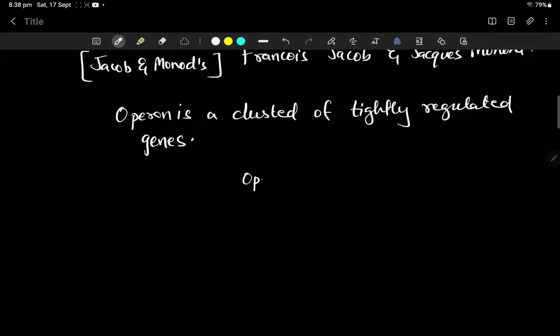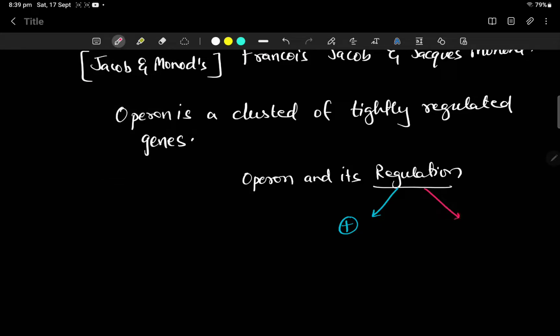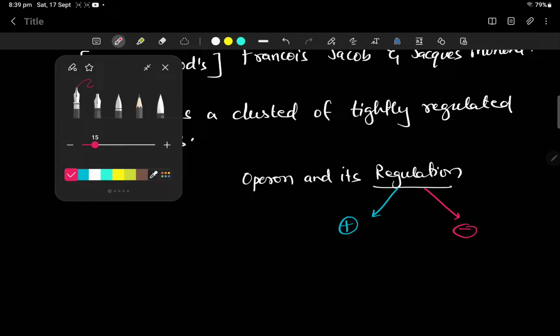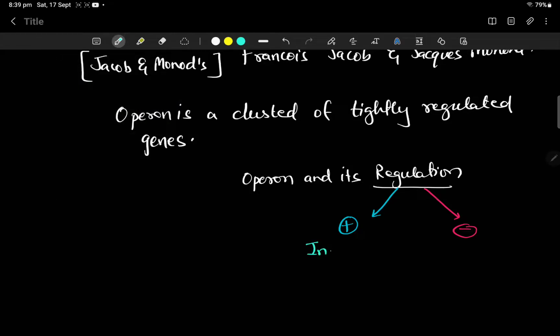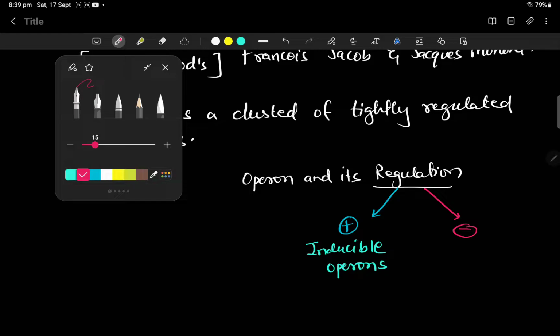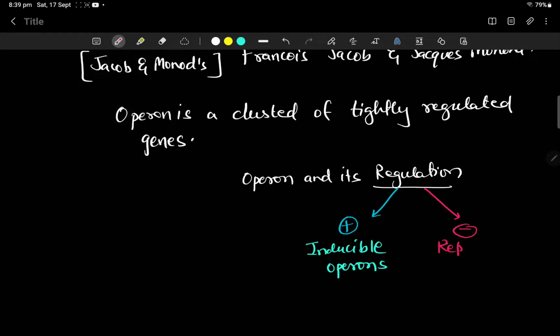When we talk about Operon and its regulation, we have two kinds of regulation. Either this could be a positive regulation, or this can be negative regulation. Positive regulation is known as inducible operons, and negative regulation is known as repressible operons.